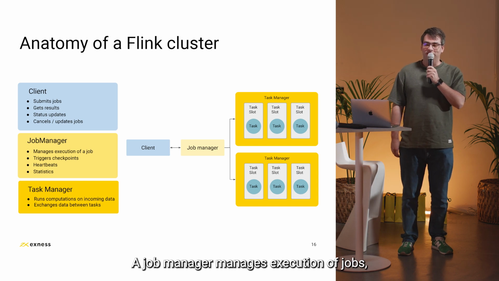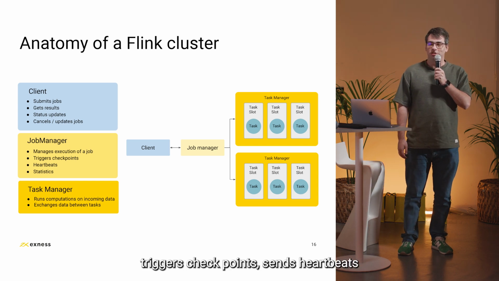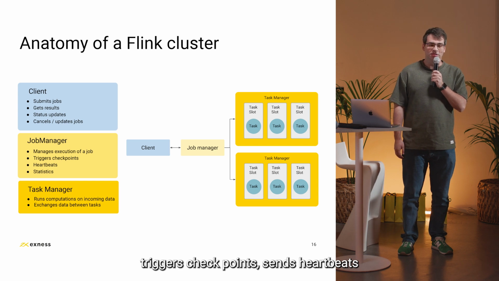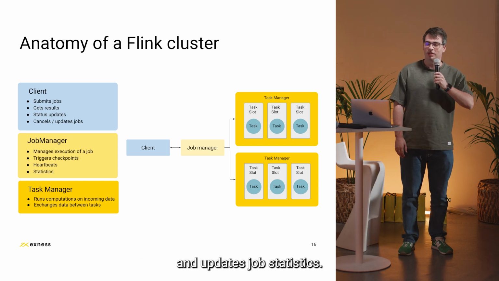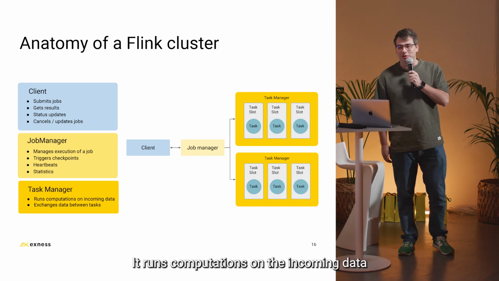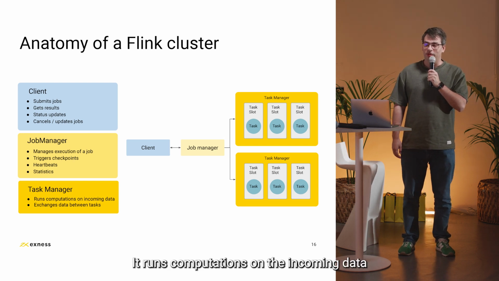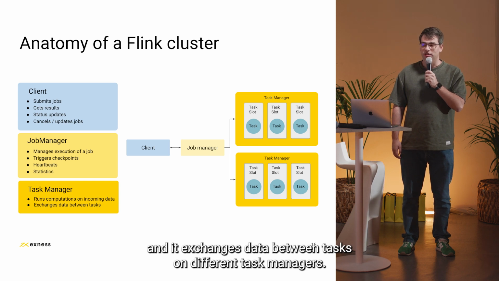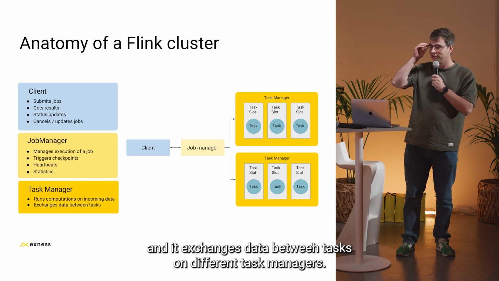Job manager manages execution of jobs, triggers checkpoints, sends heartbeats, and updates job statistics. And the task manager is the actual worker. It runs computations on incoming data, and it exchanges data between tasks on different task managers.